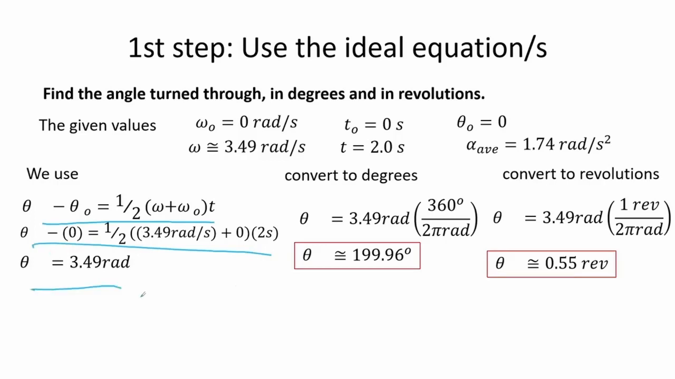For degrees we simply convert this by multiplying it by 360 degrees over 2 pi radians and get a value that is around 200 degrees. And for revolutions we multiply the value obtained by 1 revolution over 2 pi radians and get a value of 0.55 revolutions.